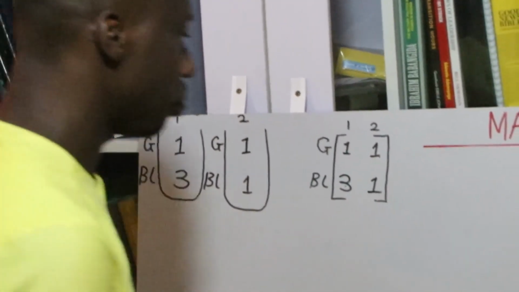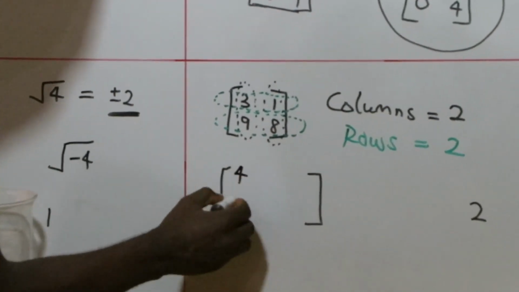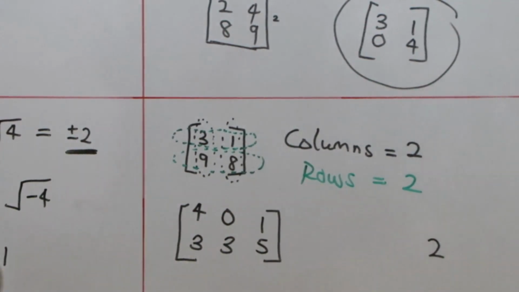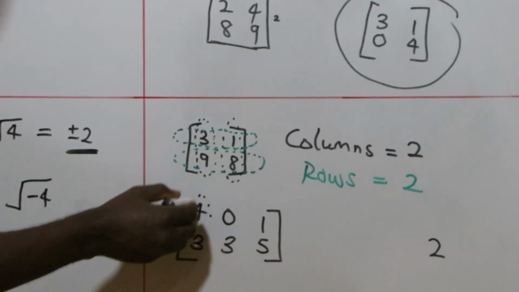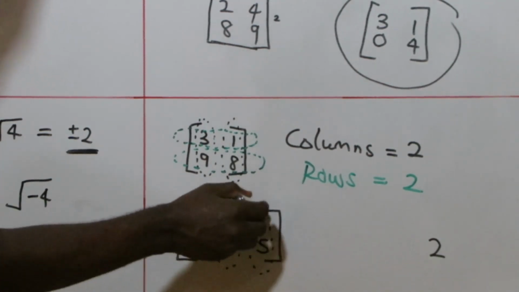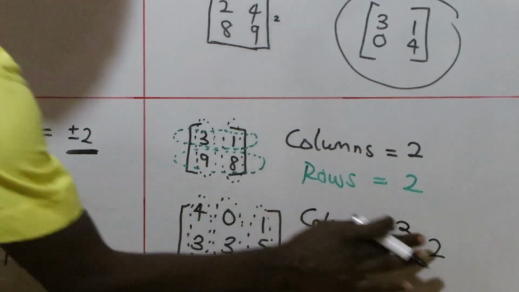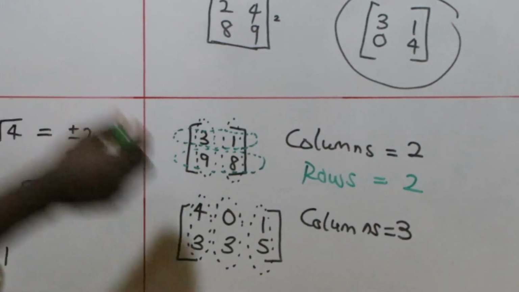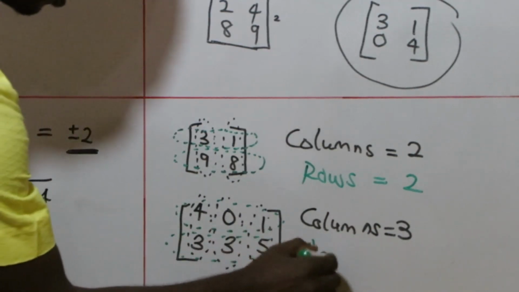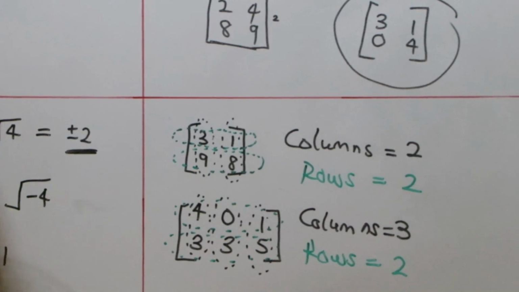Okay, let's look at another example. Let's assume we have a matrix that is not a square matrix. 4, 3, 0, 1, 3, 5. Okay? How many columns do we have in here? We have 1 column, 2 columns, 3 columns. So the number of columns we have here is equal to 3. Okay, let me take out these 2. While the number of rows we have in this matrix is 2. Okay, so you see, all matrices have rows and columns.